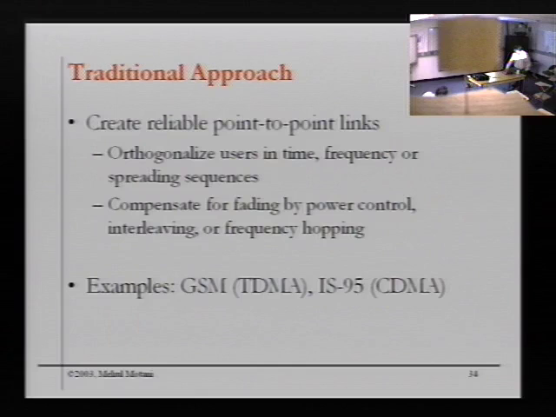Okay, so creating channels. This is kind of an important point. When you have point-to-point communication, the traditional approach is to create reliable links, right? By either doing things in time, TDMA, FDMA, CDMA, and you deal with fading, you compensate for it by these different techniques.